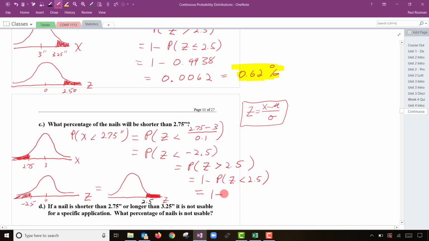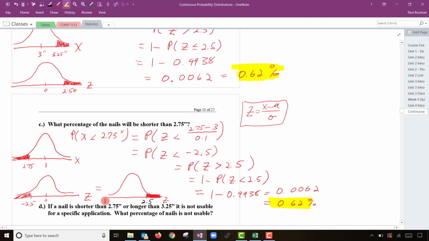Now we already looked up the area to the left of 2.5 in our Z table. Oh, look at that. It was 0.9938, which gives 0.0062, which is 0.62%. You probably could have seen that just by looking at the previous example. But I wanted to show you this whole idea of using the positive table to solve a negative problem by taking advantage of symmetry.